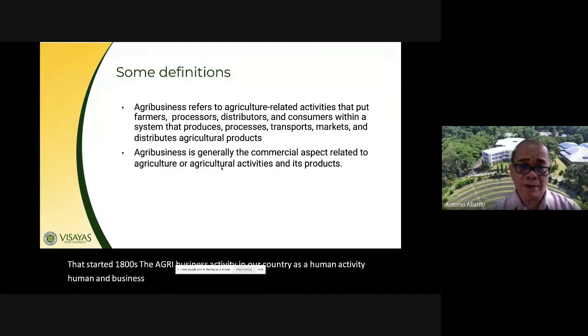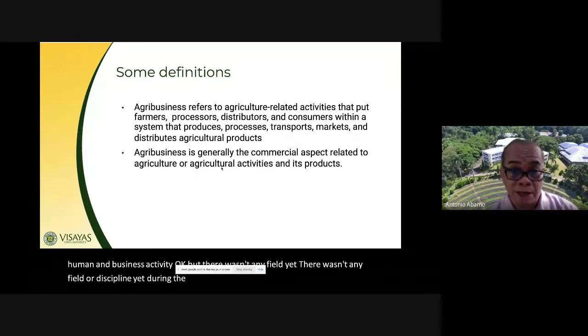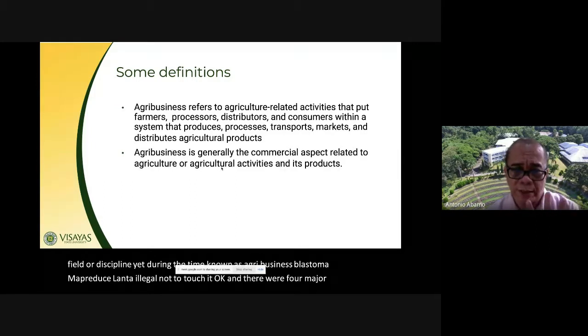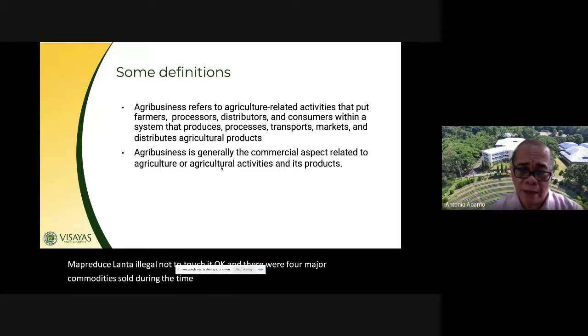But there wasn't any field or discipline yet known as agribusiness. We just produced and sold, that's it. There were four major commodities traded during the time, namely coconut, tobacco, abaca, and of course sugarcane.